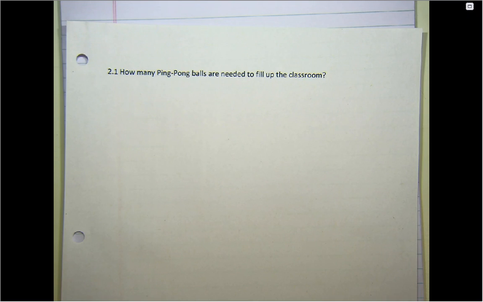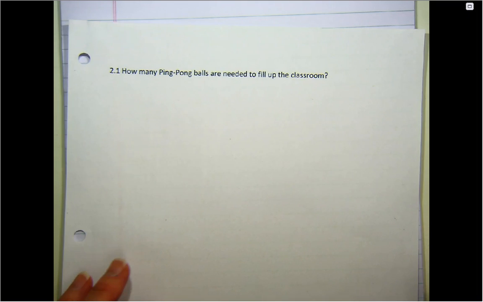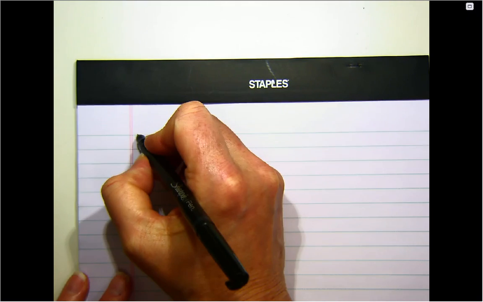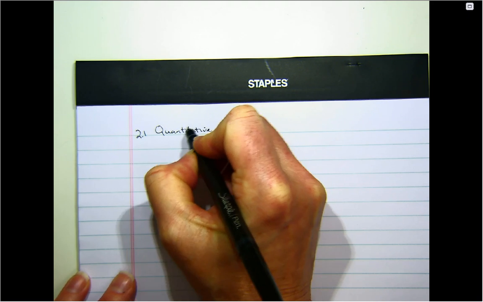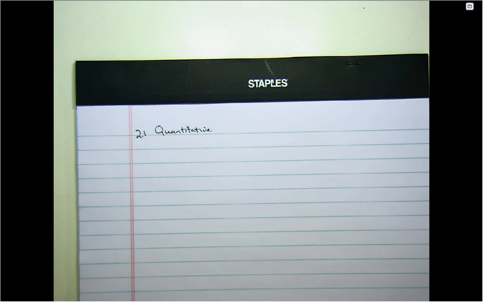So in 2.1, we begin moving to think quantitatively. What does it mean to think quantitatively? What does that even mean? We have the word qualitative and we have the word quantitative. What does the word quantitative mean? Yes? Thinking of things of values relating to numbers. Right. Thinking of things in values related to numbers.